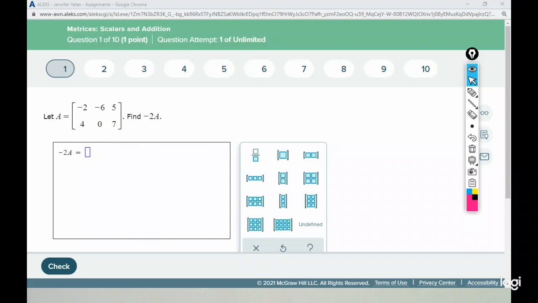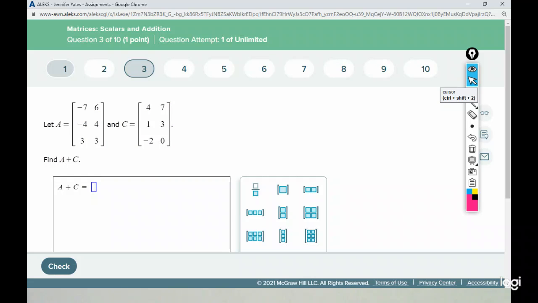All right. Let's see, what else do I have in here? Oh, this time I have an A equals, and I have a C equals. So it's just the name of the matrices, right? Do you notice they have a different orientation this time? They're tall this time instead of long.